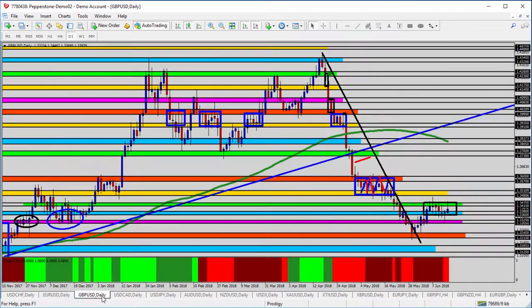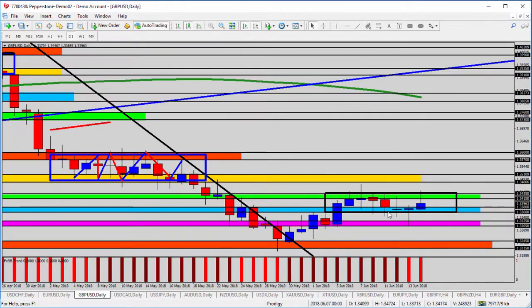Let's take it on over here to the GBP USD. Take a look at this. Let's zoom it in a couple of times here. There we go. 1, 2, 3, 4, 5, 6, 7, 8 days. We've been bouncing around. The green zone, 1.3415, 1.3435. Blue zone, 1.3880, 1.3860.